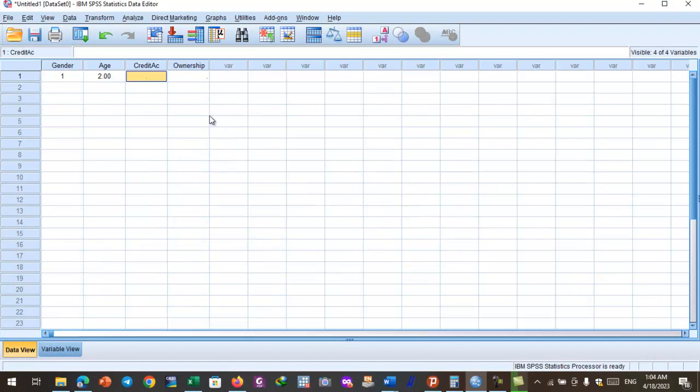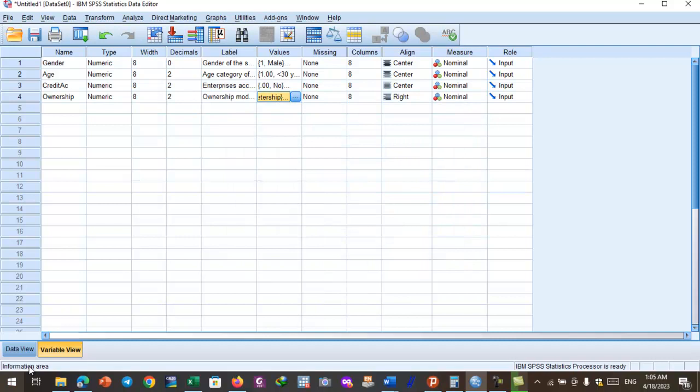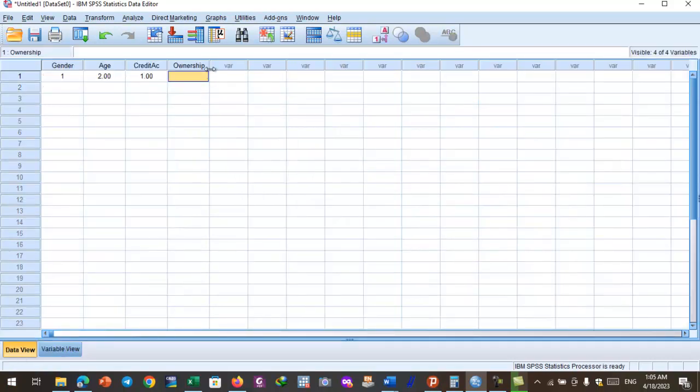Let us assume the enterprise that belongs to the first participant has access to credit, so let us say yes. Then ownership modality: 1 is sole proprietorship, 2 is partnership, and 3 is cooperative. So let us say it is a sole proprietorship, which is represented by 1.